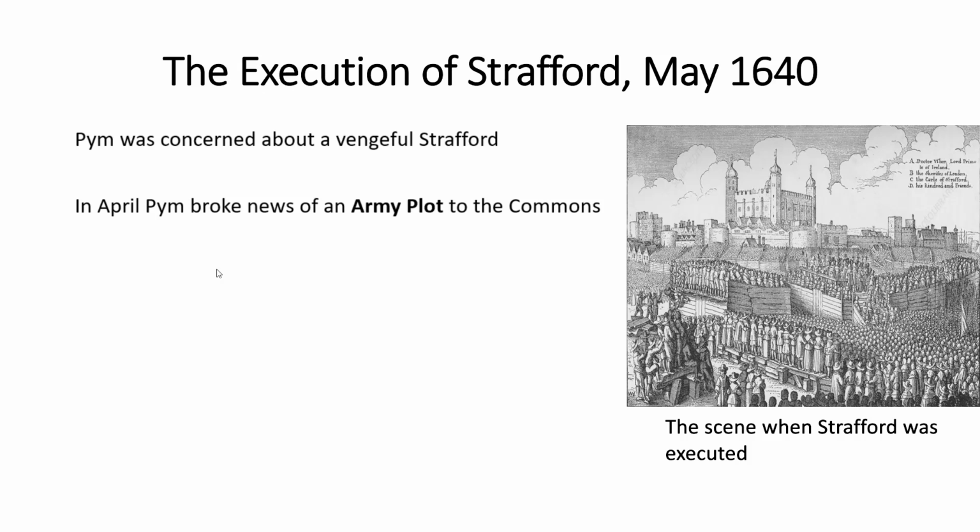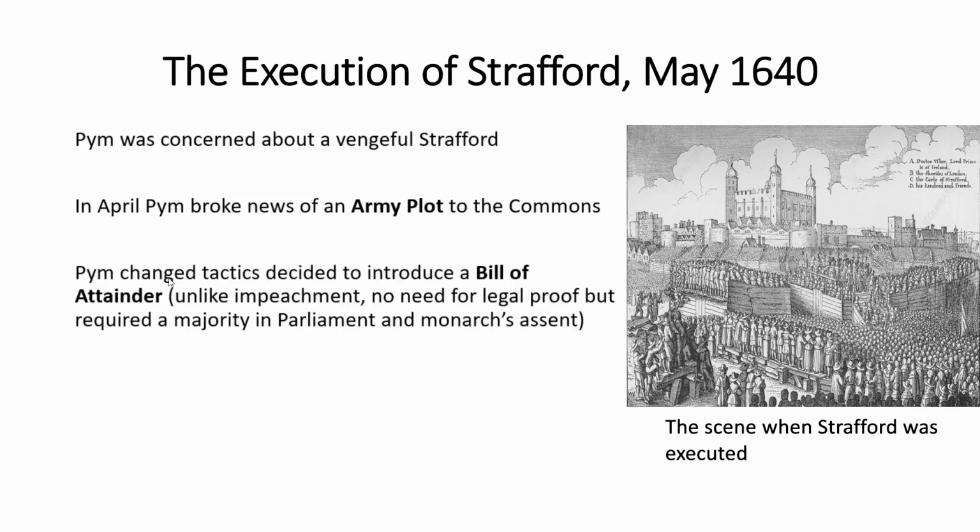So Pym uses this information to change his tactics and really get down on Strafford this time. So what he does is introduce a Bill of Attainder into Parliament. Now, a Bill of Attainder is slightly different to his previous tactic of an impeachment. A Bill of Attainder is just like passing an ordinary bill through Parliament into law. Basically, all you need is a majority in Parliament and the monarch's assent. You no longer need legal proof like you did in a trial of impeachment, so it's actually, in some ways, easier to get through. The sticking point here, though, is obviously the issue of the monarch's assent.